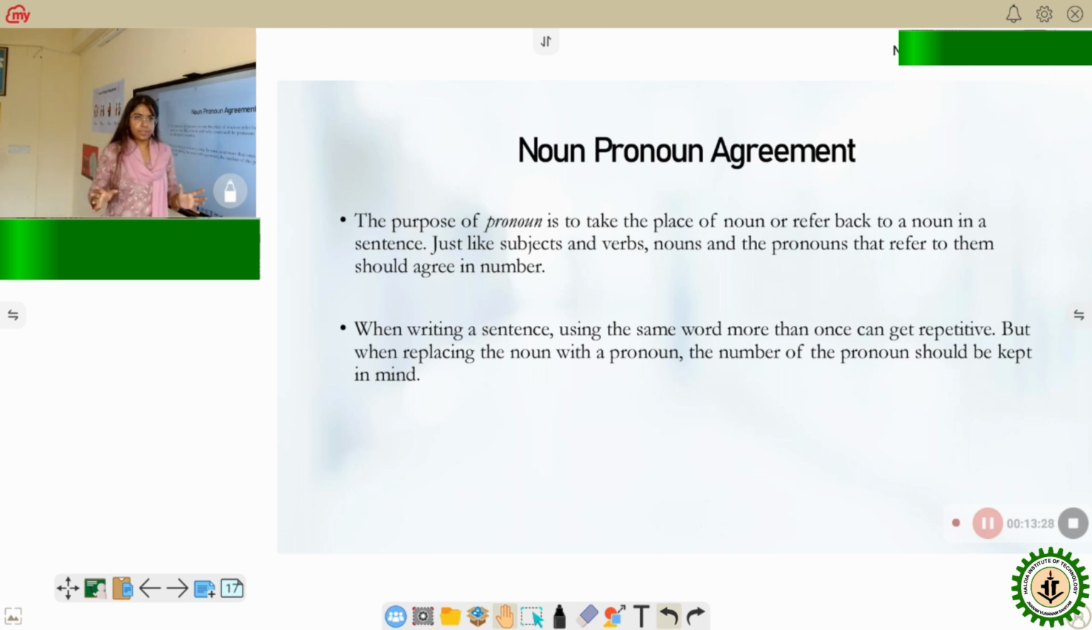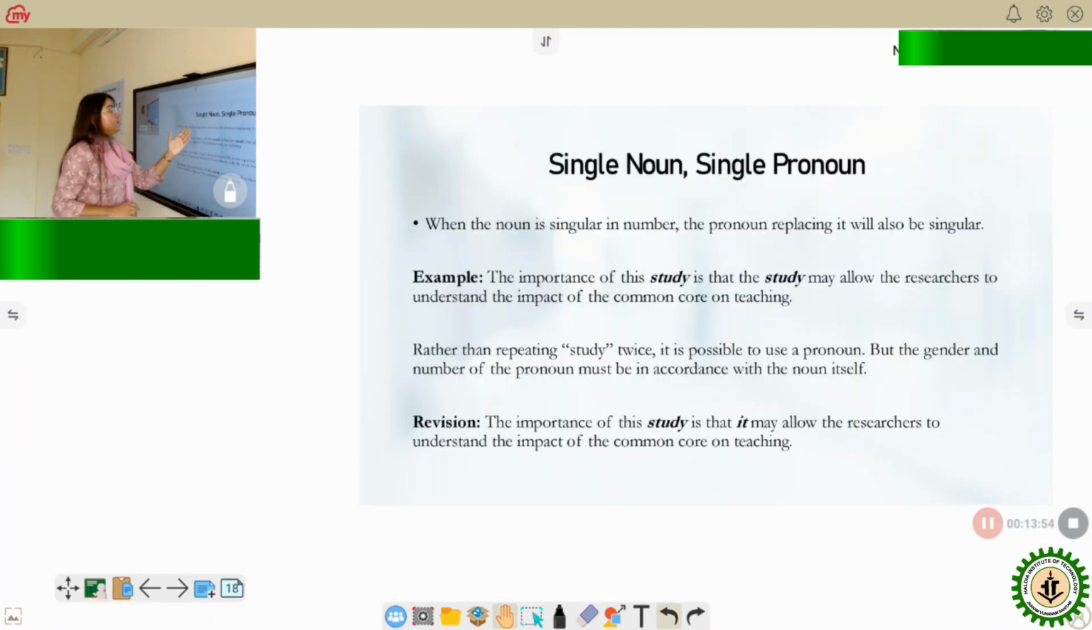When we write a sentence, we use nouns. If you use the same words again and again, it gets repetitive. It's not very nice to listen to. So we use a pronoun. But when you are replacing a noun with a pronoun, we must remember the number and the gender of the noun to put the proper pronoun in place of the noun. Single noun, single pronoun, the same case as with subject-verb. When the noun is singular in number, the pronoun that is replacing the noun will also be singular.